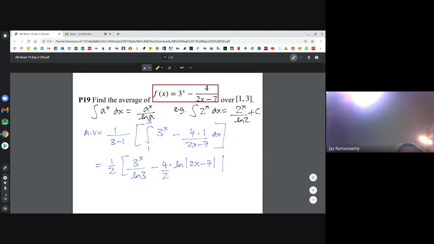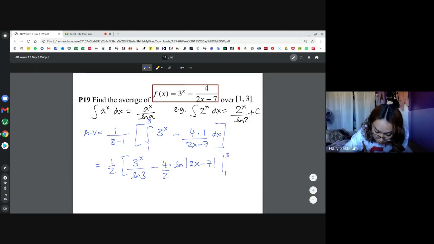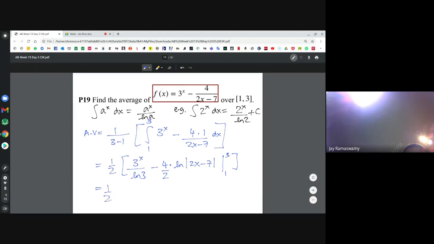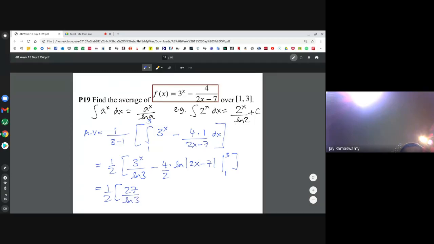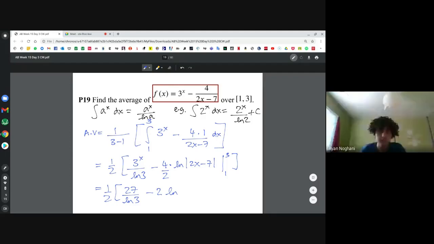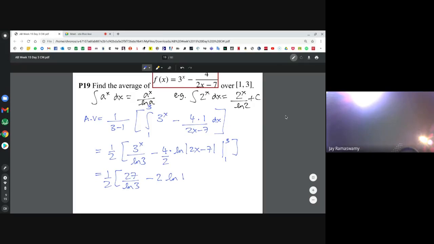Lower limit 1, upper limit 3. Look down. So I'm going to plug in 3 everywhere for x. Everybody okay there? What's 3 cubed? 27. 27 over ln 3. It looks weird, but that's okay. Minus 2, because 4 over 2 is 2. ln of the absolute value of 2 times 3, 6 minus 7. Negative 1. Absolute value, 1. What's ln of 1? In simple language, e to the power of what will give you a 1? 0. You need to know those basic ideas.